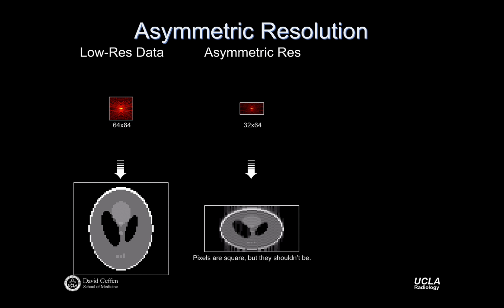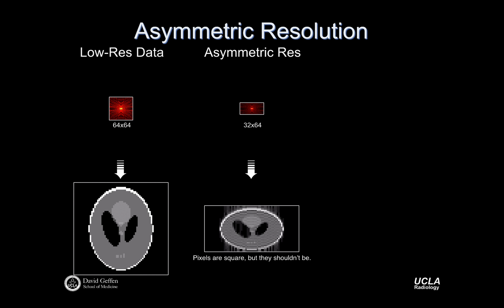Now, something that we haven't talked a lot about is the possibility of having so-called asymmetric resolution, right? We pick our field of view to match our object. The next thing is to pick the encoding dimensionality: the number of readout points and the number of phase encoding points. Those don't have to be the same. In fact, our field of view doesn't have to be square, and our matrix doesn't have to be square. Both of those could be rectangular.